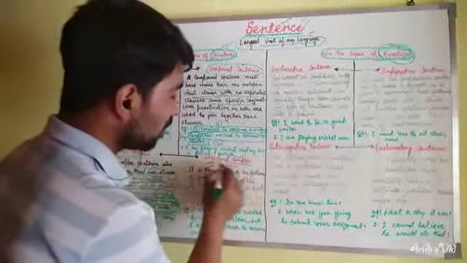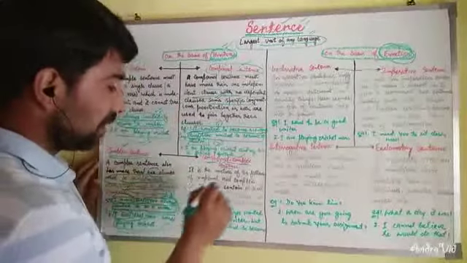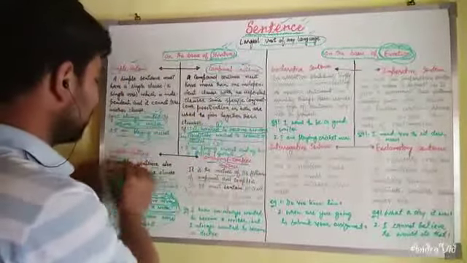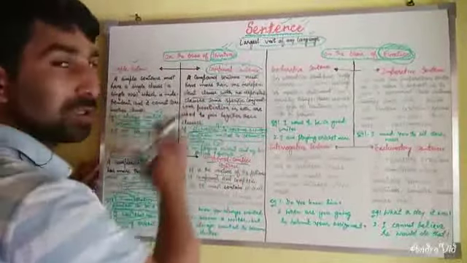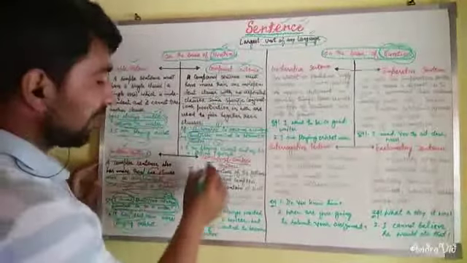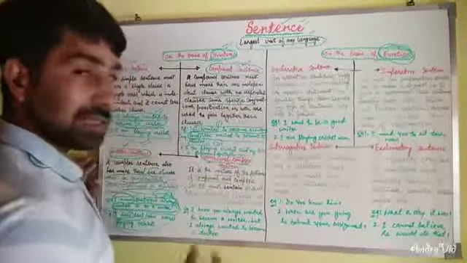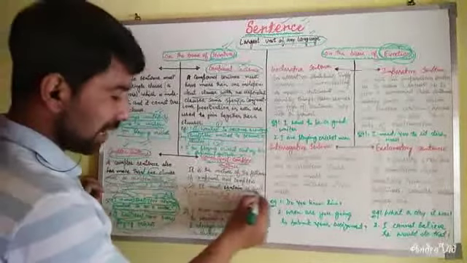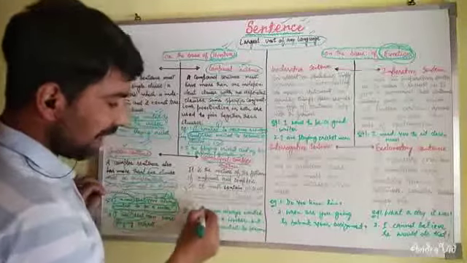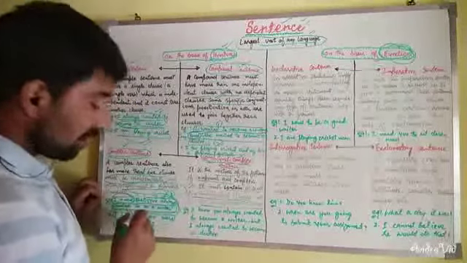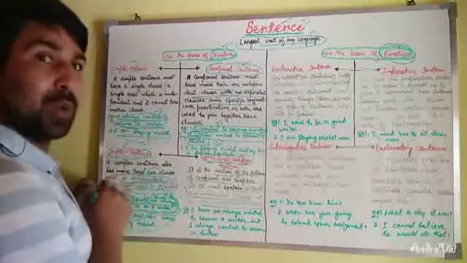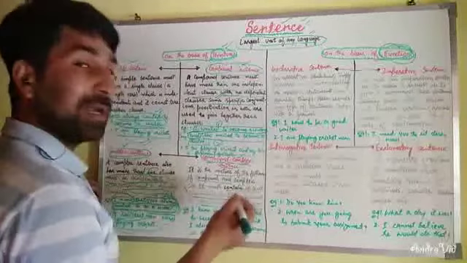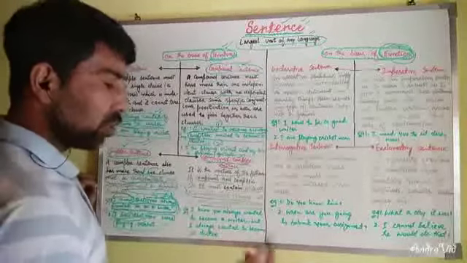Now coming to the compound-complex sentence, what does it mean? It means a mixture of the features of compound and complex. That means this and this one, it has a mixture of both of these, then it becomes a compound-complex sentence, as the name itself tells you. So what must it contain? It must contain at least two independent clauses and at least one dependent clause. Here it was one independent and two or more dependent clauses, but here it will be two independent clauses and at least one dependent clause.